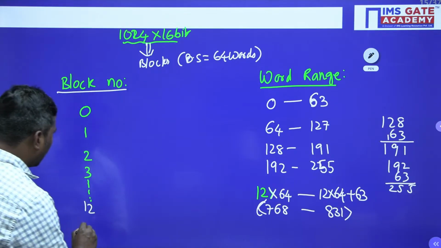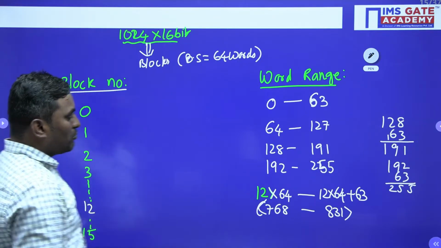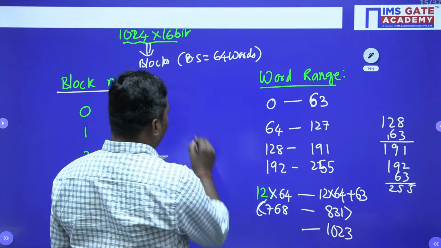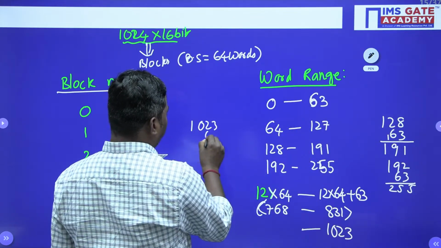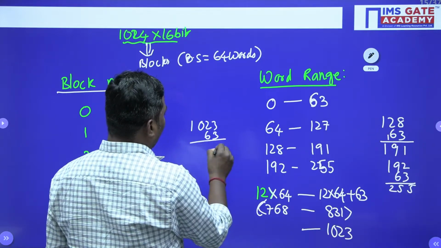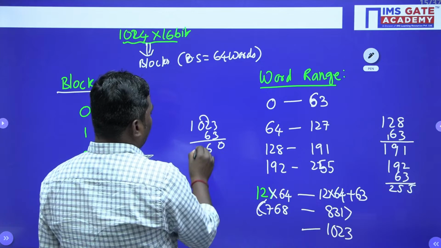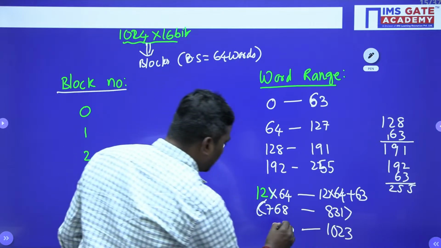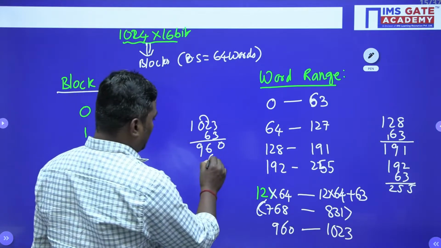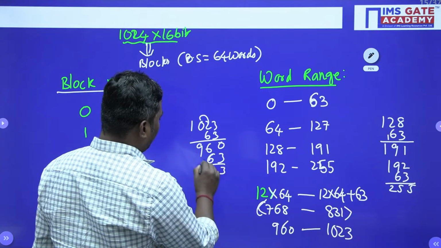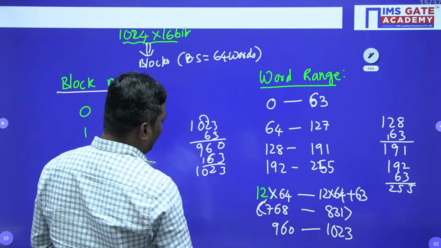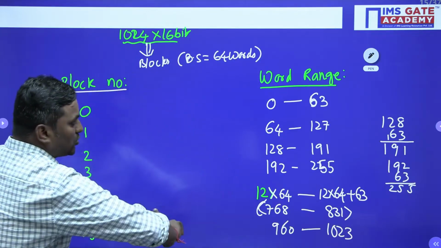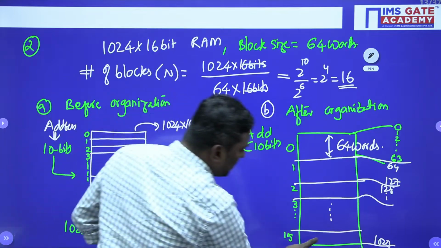Similarly, if I ask you the last block, number 15, what is the last range? 1023 only, right? You subtract 1023 minus 63, which is 960. So 960 plus 63 will be 1023 only. Correct. This is the last block value. The last block words are 960 to 1023. This is the last block task.